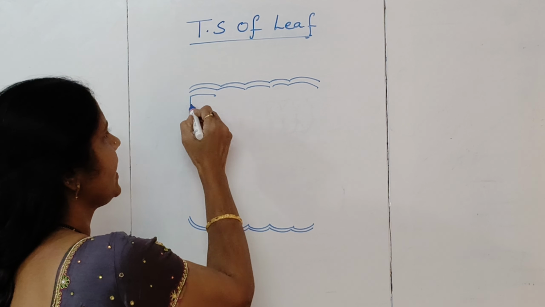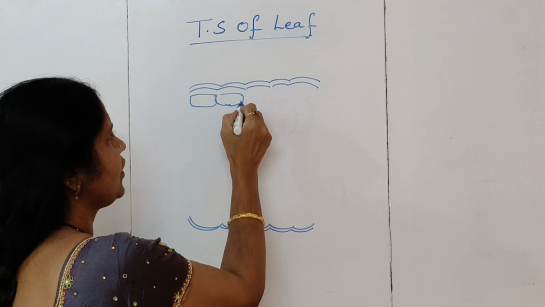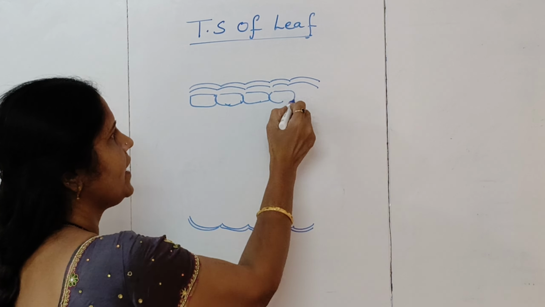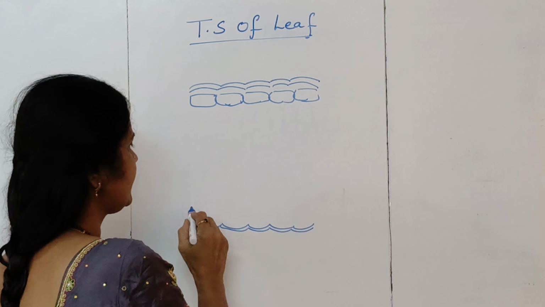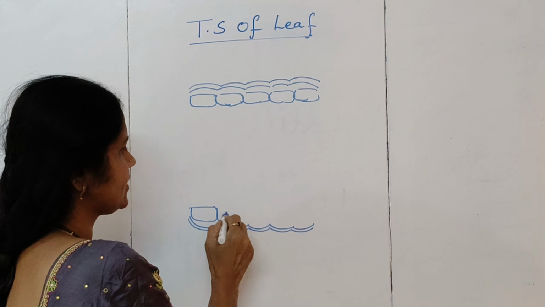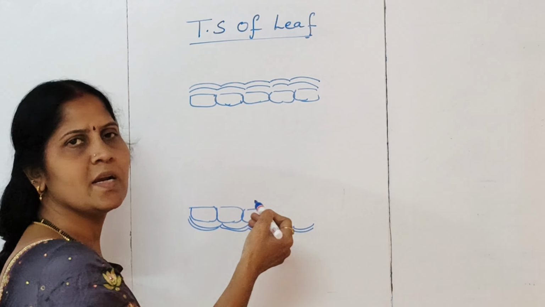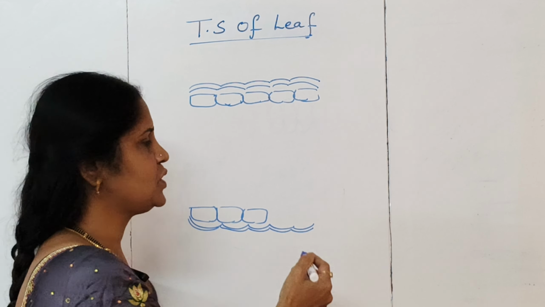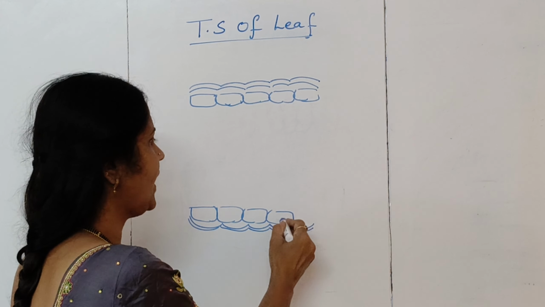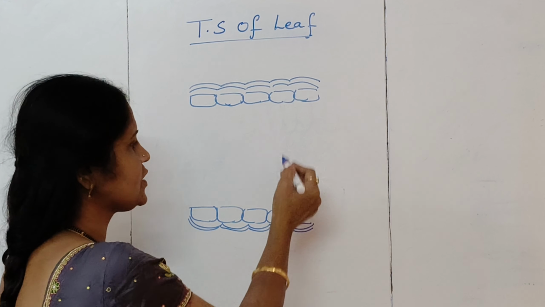Then we have the layer of upper epidermal cells. These are the upper epidermal cells. So followed by that we have the lower epidermal cells onto the lower side. So both sides you have to draw the epidermal cells, which will be the outermost cells in the plant. So you will draw the upper epidermis, lower epidermis.